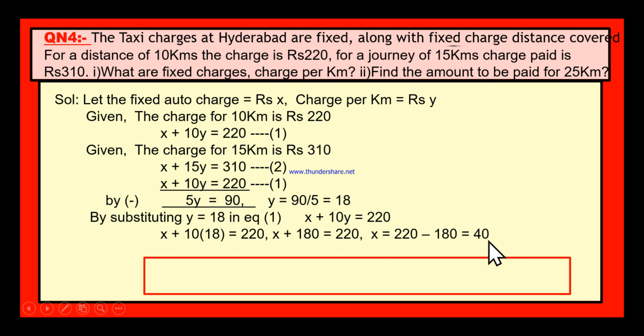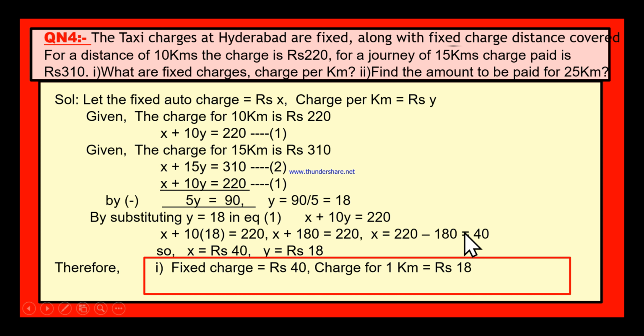Now x is equal to 40 rupees and y is equal to 18 rupees. What does this mean? x means the fixed charge. As if once you get into the auto you should pay 40 rupees minimum, and basing on the distance traveled, for each kilometer you have to pay 18 rupees. Is it clear? Good. Therefore x is equal to 40 and y is equal to 18. Fixed charge is x, that is 40 rupees, and charge for 1 kilometer is y, that is equal to 18 rupees.